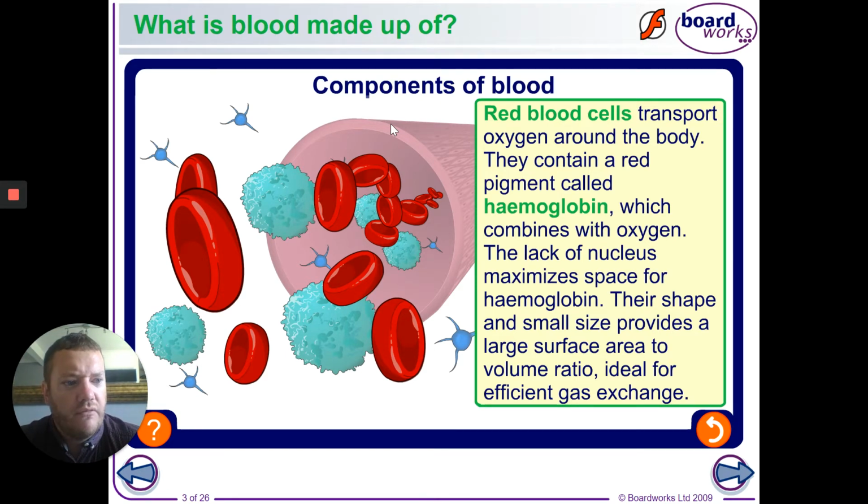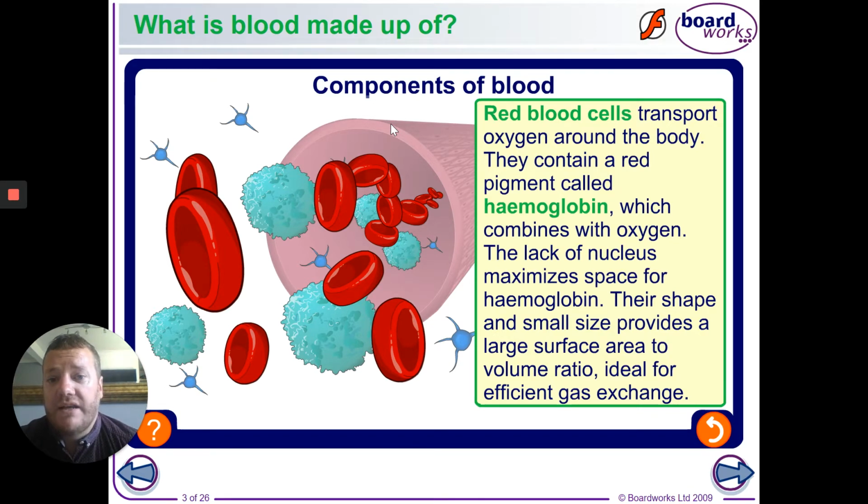Okay. One of the other features that they've got is they are the only cells in the body which don't have a nucleus. They are enucleate. It means there's more space, basically, to be able to carry oxygen because none of the space is being taken up by the nucleus.